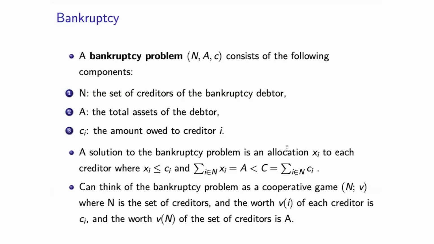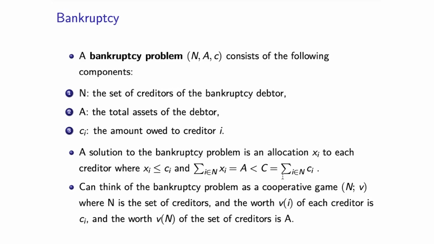What are we trying to get at? So we are trying to figure out what is a way of dividing these assets among the claims that the creditors have, right? So a solution to the bankruptcy problem is basically an allocation xi to each creditor, where xi has to be less than or equal to ci. So the amount that we are giving to each creditor has to be lower than the claim that that specific creditor had, and the total amount that we are dispersing among the creditors is going to add up to A, which is going to be less than C, which is the total claim of the creditors, right?